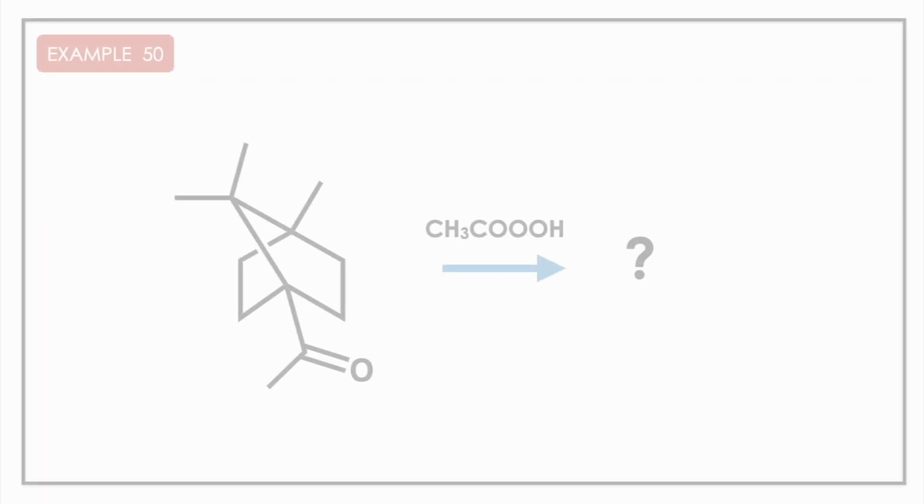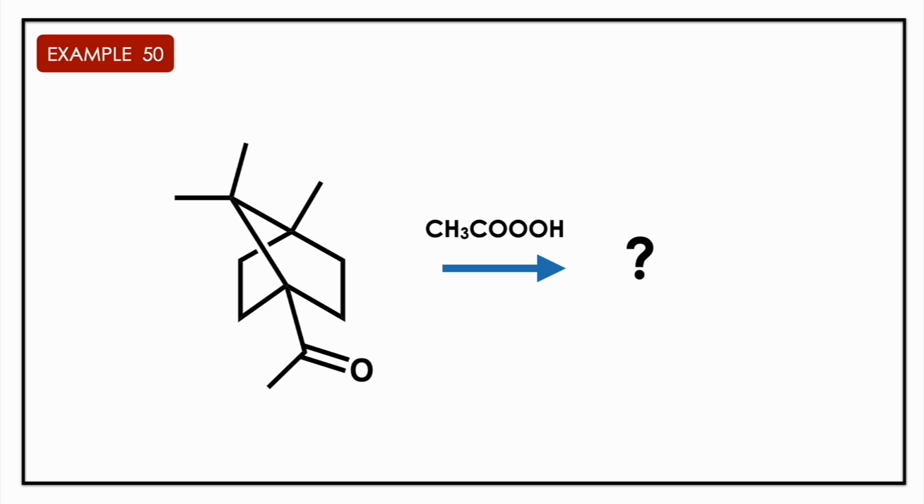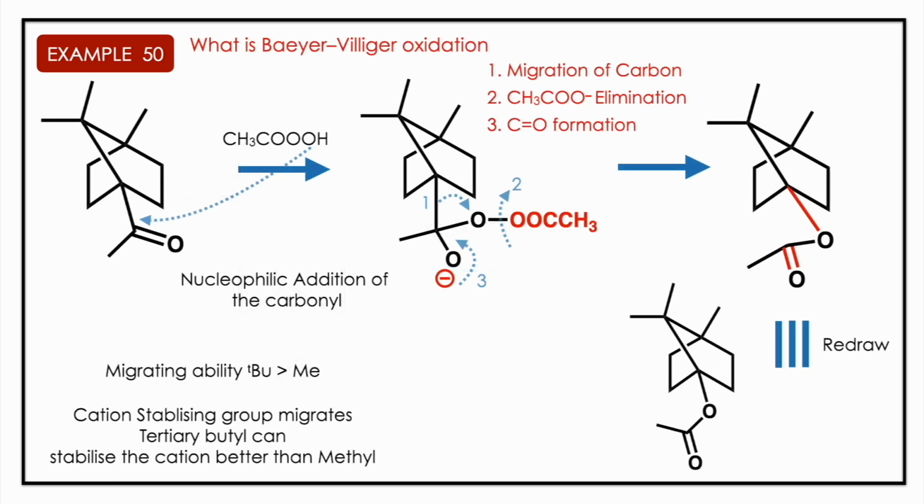Then the next example. Here you have a bicyclic system, two methyl groups, one bridged methyl group and one ketone. You are using the peracid. You should find what will be the final product. Here the structure may be confusing, but our focus is on the functional group, that is carbonyl. So you have carbonyl and peracid.